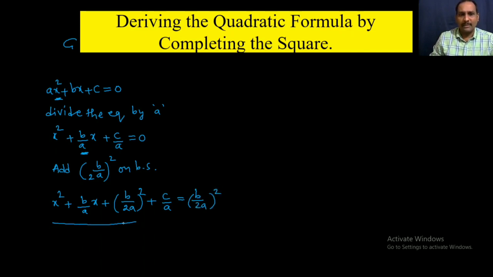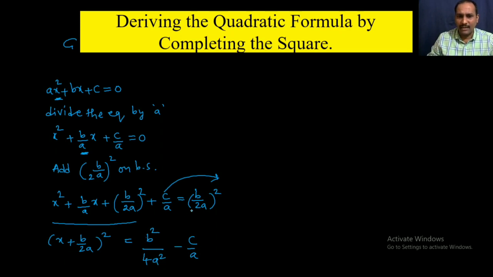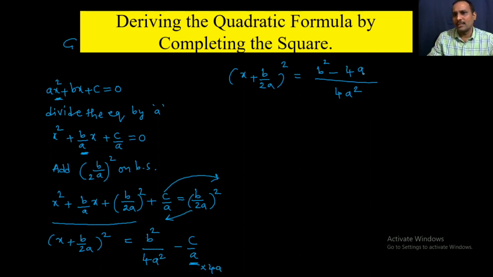Now this part will become x plus b by 2a whole square, and if you transfer this c by a to the other side, it will become b square by 4a square minus c by a. This b square by 4a square, I have simplified. Now x plus b by 2a whole square is equal to, here LCM is 4a square. So it will become b square. To get 4a square, we have to multiply a by 4a. Therefore 4a into c, 4ac.